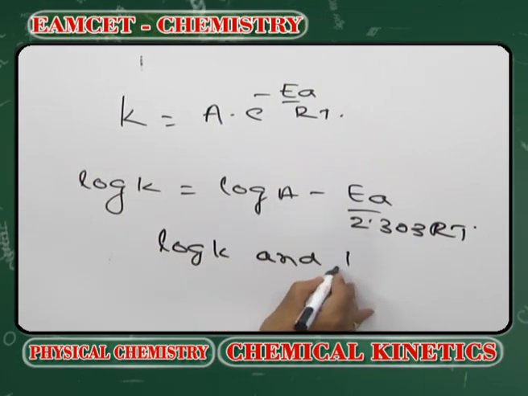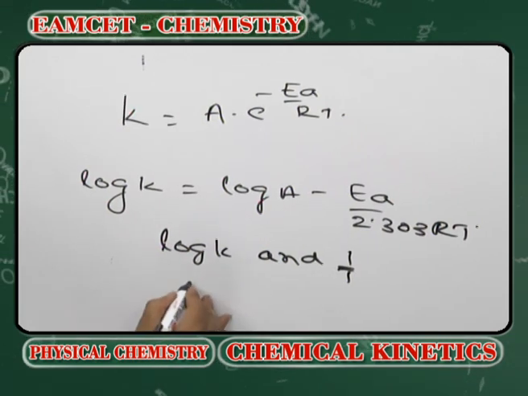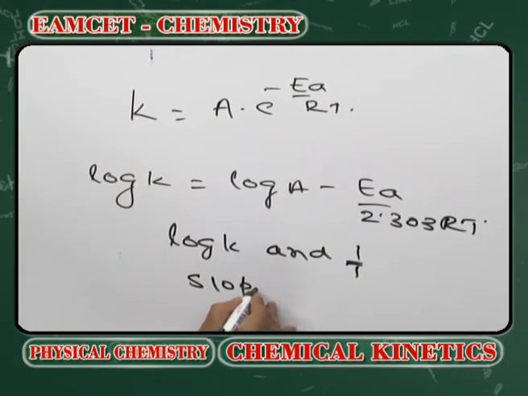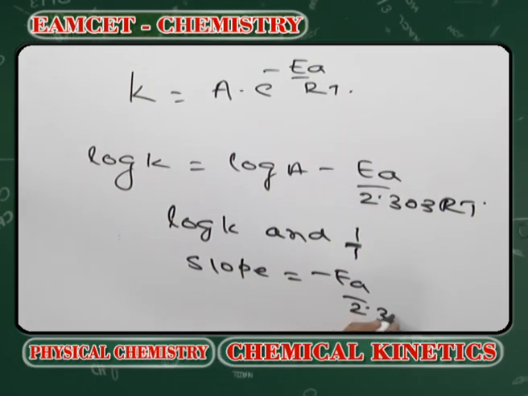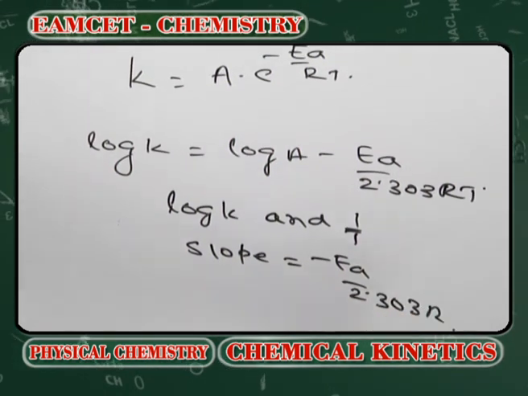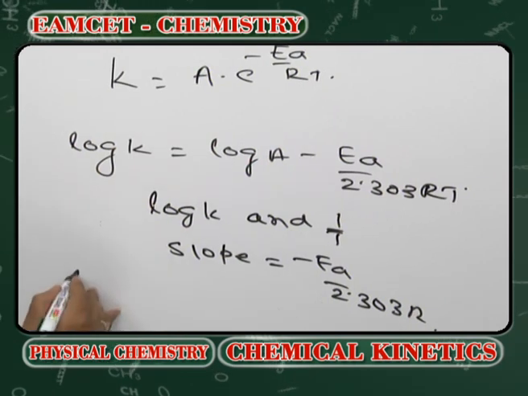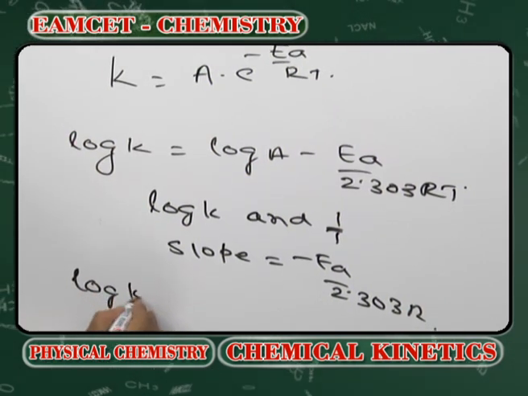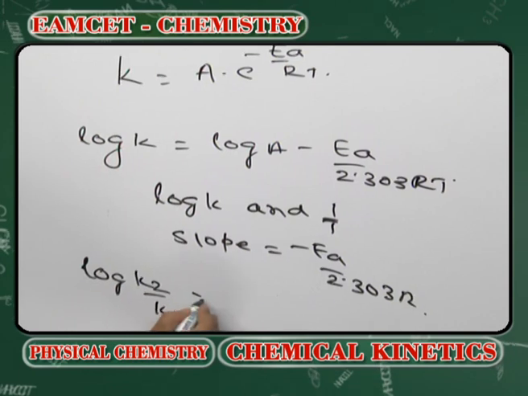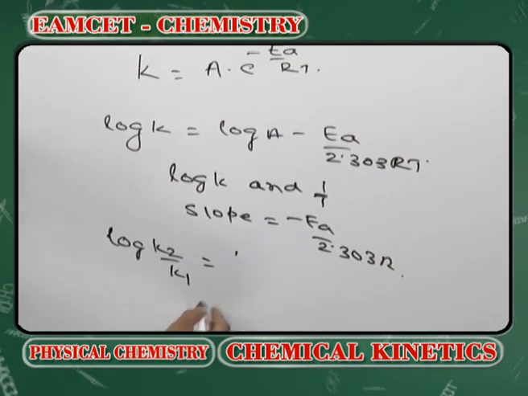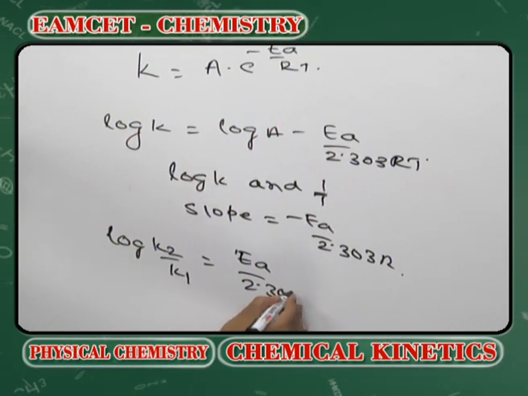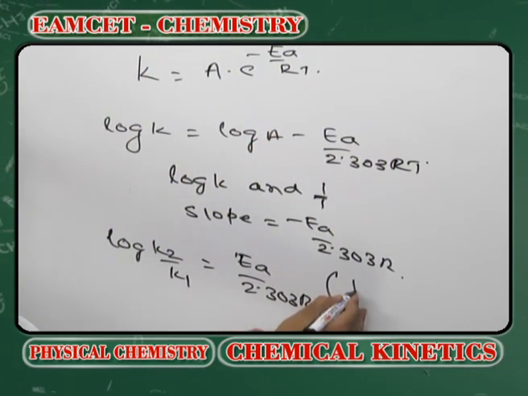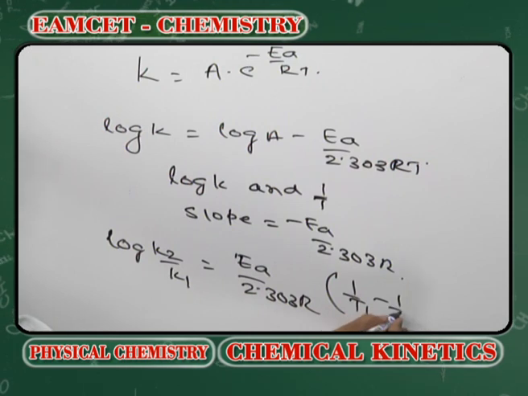When a graph is drawn between log k and 1/T, we get a straight line with a negative slope. What will be the slope value? Minus Ea by 2.303 R. Log(k2/k1) is equal to Ea by 2.303 R into (1/T1 - 1/T2).